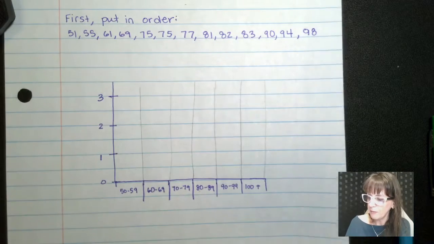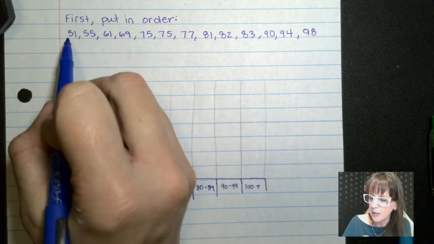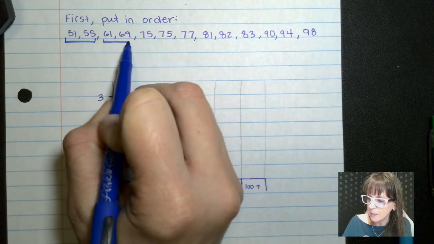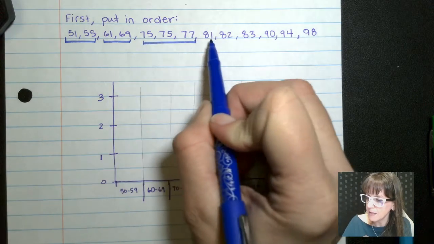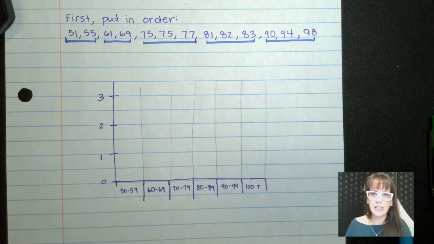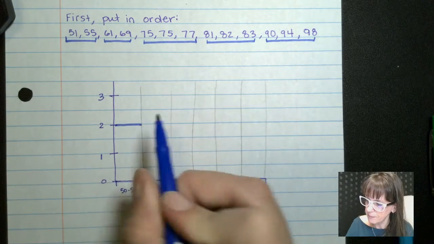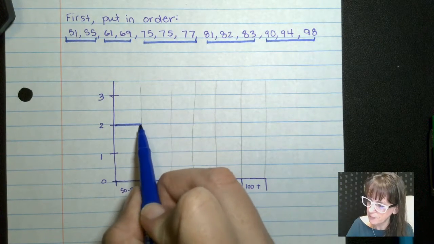So like I said, we've got all of the 50s, all of the 60s. So if I come back here, here are my 50s, here are my 60s, here are my 70s, 80s, and 90s. Again, this data is nicely distributed in that my 50s, I have 2 of them. My 60s, I have 2.